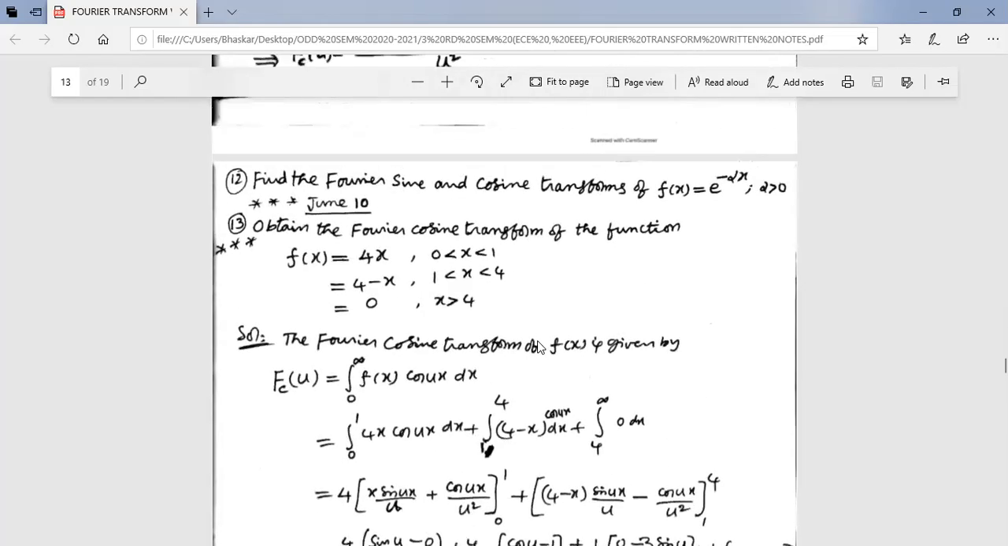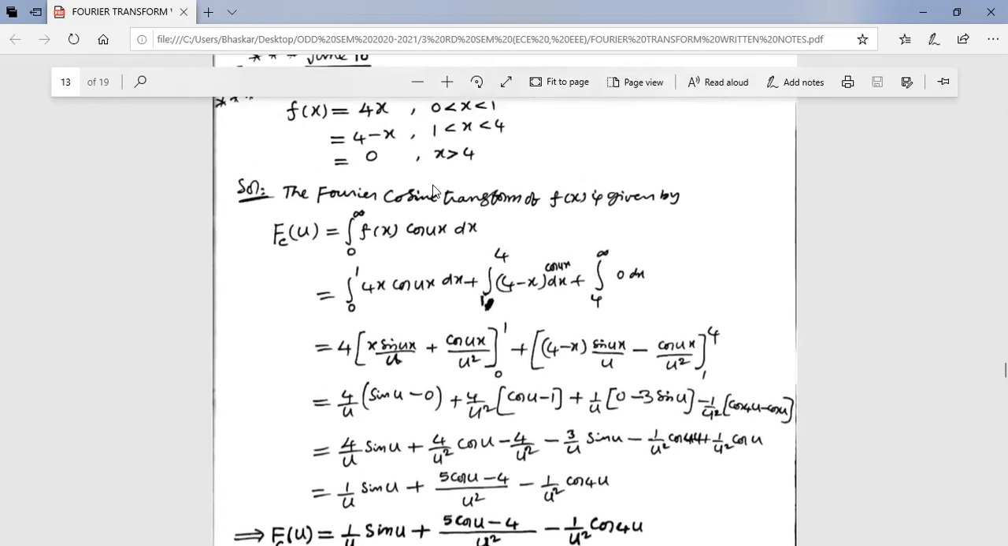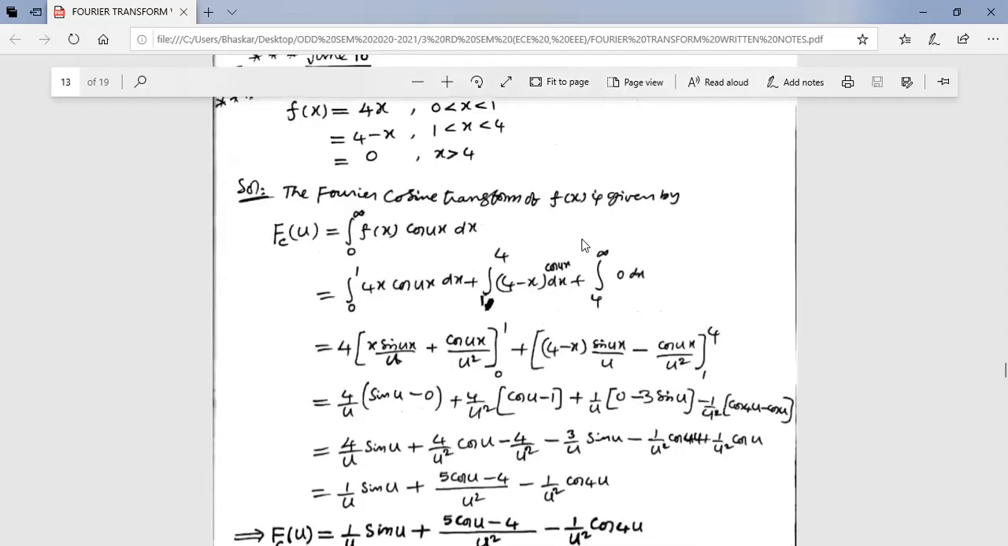Okay. Now we are going to see the next concept. Find the Fourier cosine transform for the function f of x equal to x where x is from 0 to 1, 4 minus x from 1 to 4, and 0 for x greater than 4. Now we are going to write the cosine transform formula: fc of u is the integral from 0 to infinity of f of x cos ux dx. Substituting the limits 0 to 1, 1 to 4, and greater than 4 means we write it as 4 to infinity. You see that. Now we are substituting the functions for it.